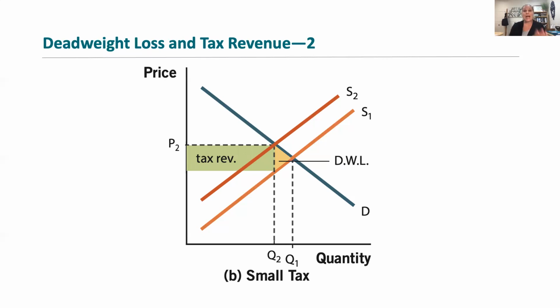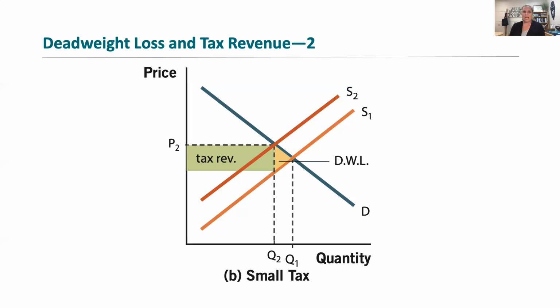So here, tax revenue is represented by the area of this green rectangle. But the difference between Q2, the quantity that's going to be bought and sold with the tax, and Q1, the quantity that will be bought and sold if there was no tax, that's the area of deadweight loss, here represented by the area of this yellow triangle.